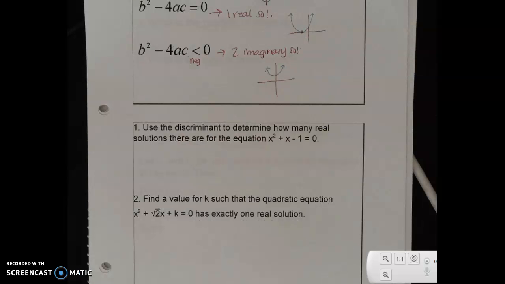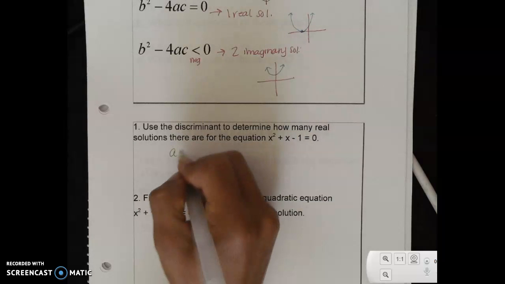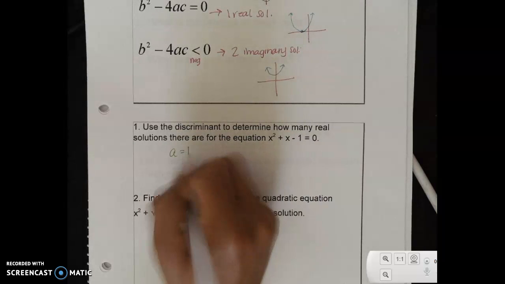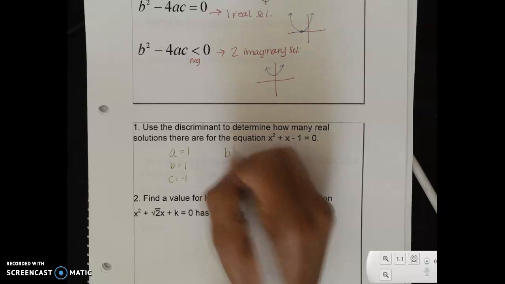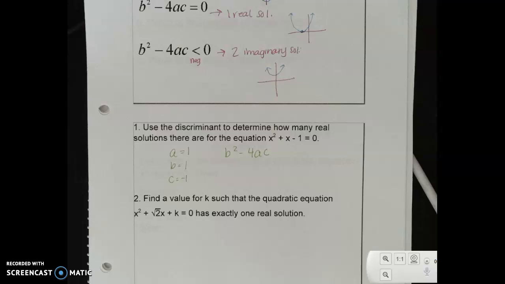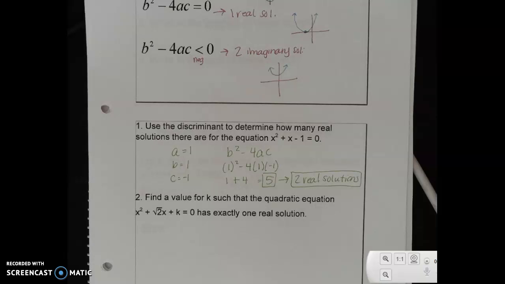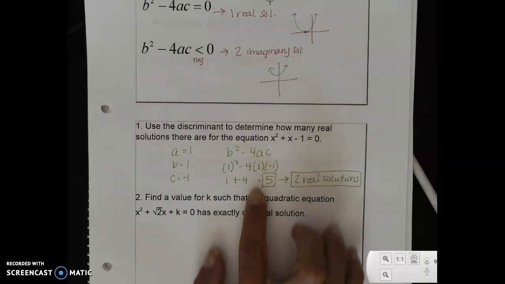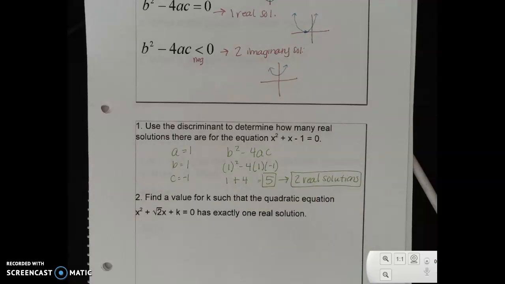For this first example with the discriminant, we want to figure out how many real solutions there are for this equation. For that I need a, b, and c. So a is 1, b is also 1, c is negative 1. Go ahead and plug this into b squared minus 4ac and tell me what that is and what that means for the number of solutions. Okay, so hopefully we worked out our discriminant, and it is 5, and that means we have two real solutions. So two x-intercepts for this parabola.